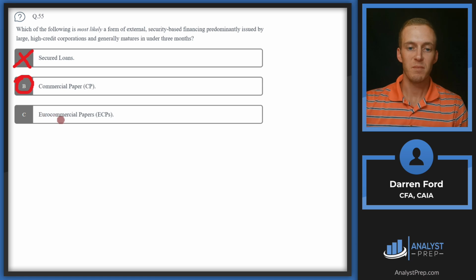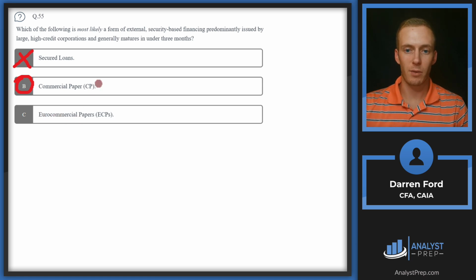So this is probably going to be our answer, but let's just go ahead and make sure we can rule out C, Euro commercial papers. This is going to be internationally focused, which it doesn't say anything about here. And they're going to be smaller denominations. So we can go ahead and cross this off too. So we've got B, commercial paper.